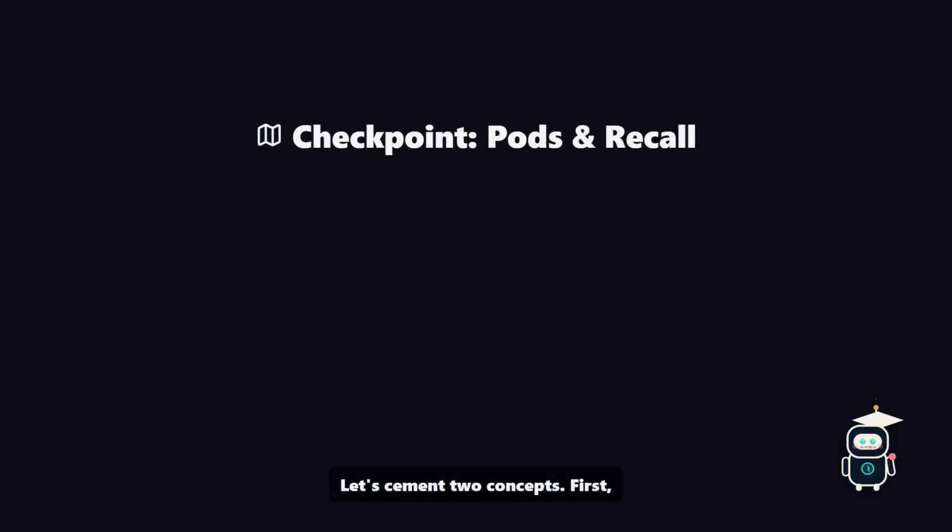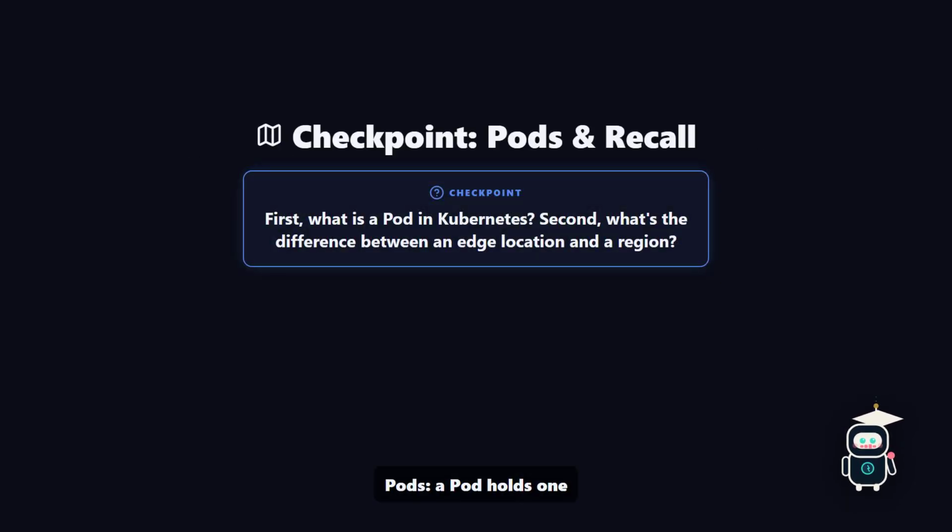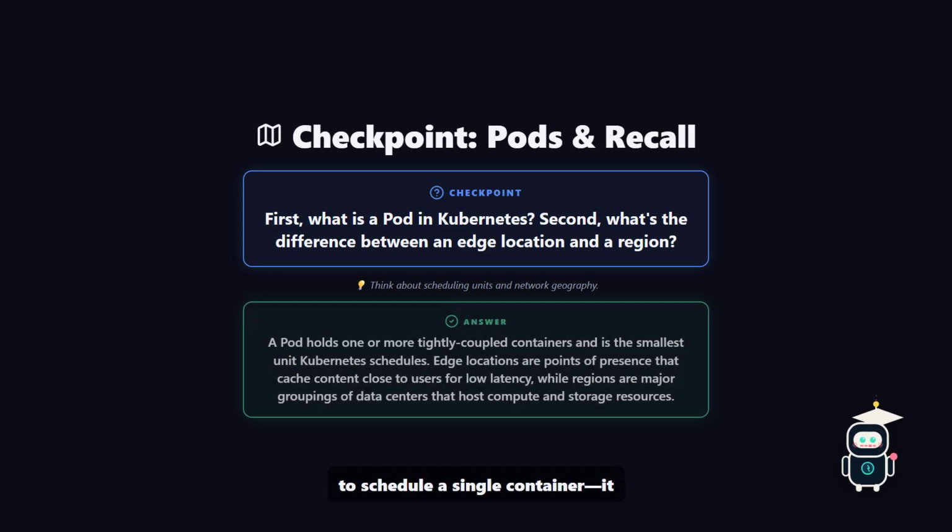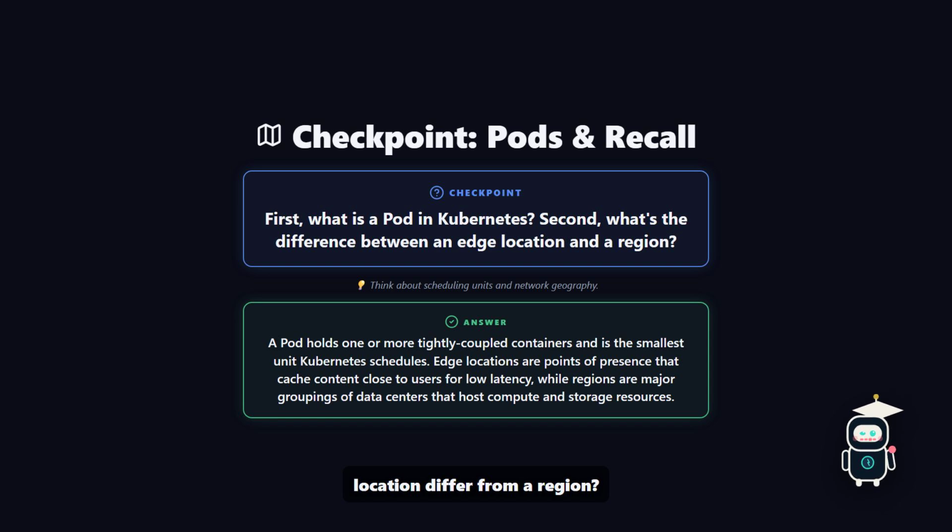Let's cement 2 concepts. First, pods. A pod holds one or more tightly coupled containers and is the smallest thing Kubernetes schedules. You never ask Kubernetes to schedule a single container, it always wraps it in a pod. Second, recall our Part 2 question. How does an edge location differ from a region? If that tripped you up, revisit Part 2's Network Architecture chapter. The details matter when you're designing global applications.